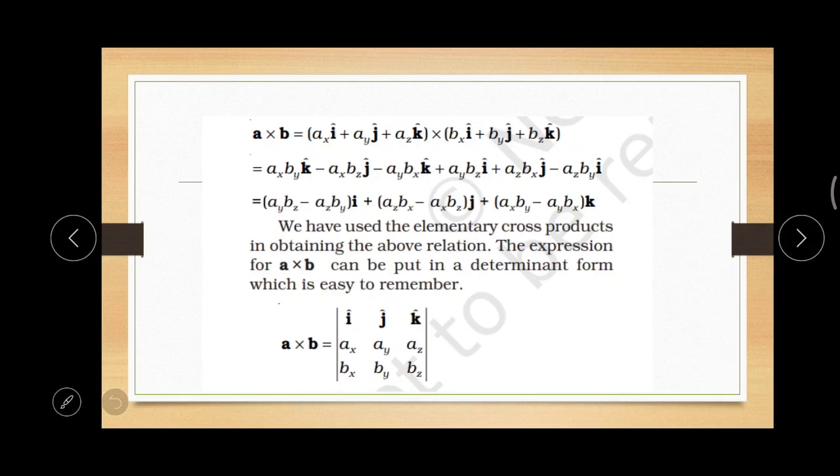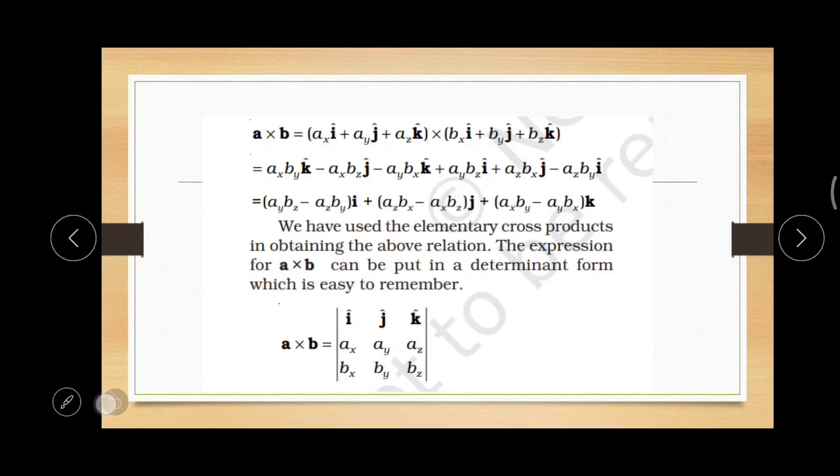So you have two vectors A and B. One is Ax i cap plus Ay j cap plus Az k cap, and the other is Bx i cap plus By j cap plus Bz k cap. So you are taking the cross product. First of all, Ax i cap with Bx i cap, where both are the same, so i cap cross i cap will be 0. Now the next one is Ax i cap with By j cap, so Ax By, and i cross j will be k cap. Now the next one is Ax i cap with Bz k cap, so Ax Bz, and i cross k will be minus j. So these two terms are fine.